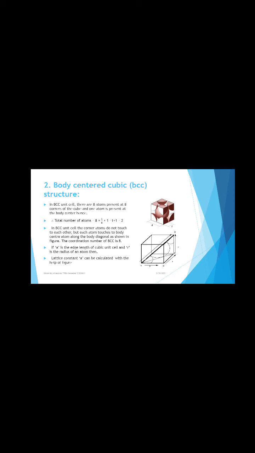how is it 4R? At the A corner, the radius of the atom at that corner is R. Then the body centered atom, if you take its diameter, you will get 2R, and at corner D there is another atom portion occupied, so there is another R. So AD is equal to 4R.